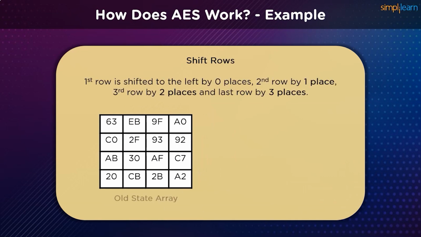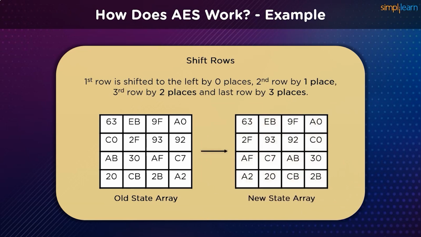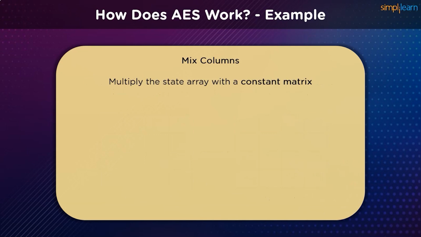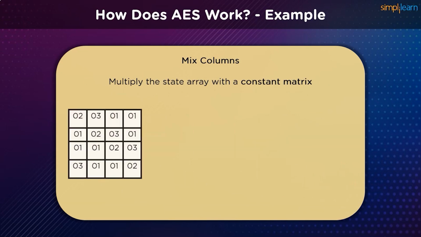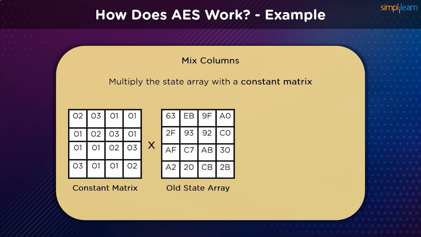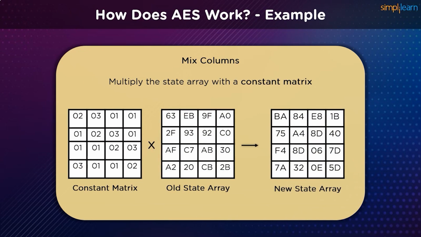When it comes to row shifting, each element is shifted a few places to the left, with the first row being shifted by 0 places, second row by 1 place, third row by 2 places, and the last by 3. The state array that we received from the row shifting is passed off as an input to mix columns. In mix columns, we multiply the state array with a constant matrix, after which we receive a new state array to be passed on to the next step.